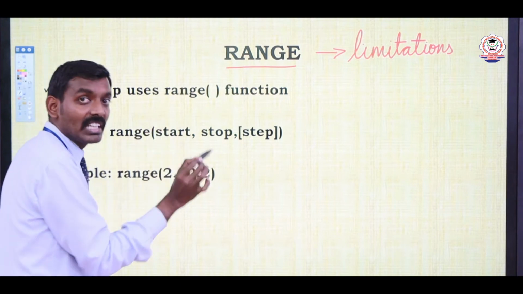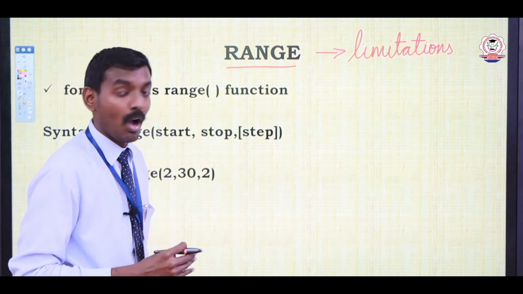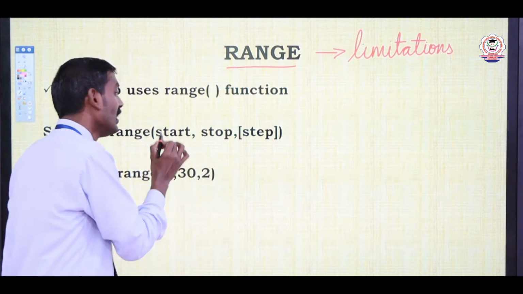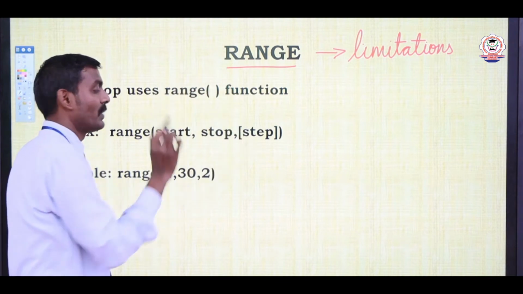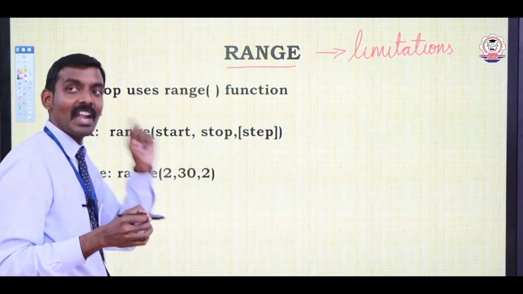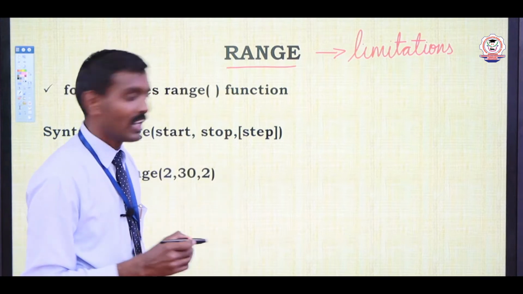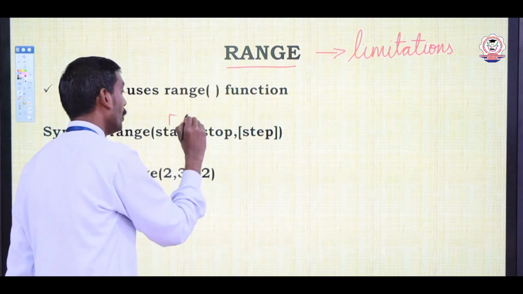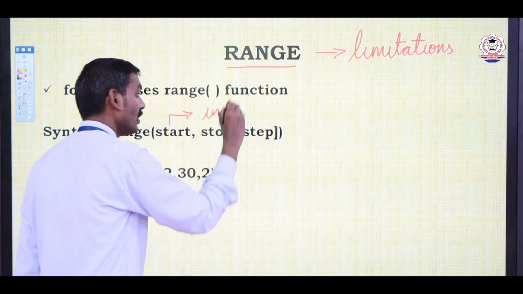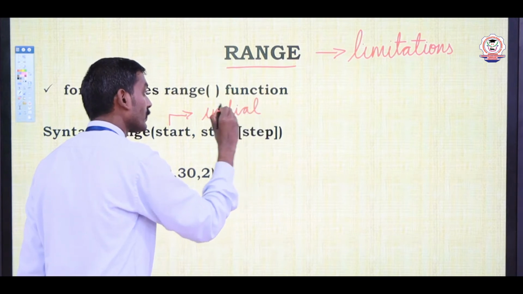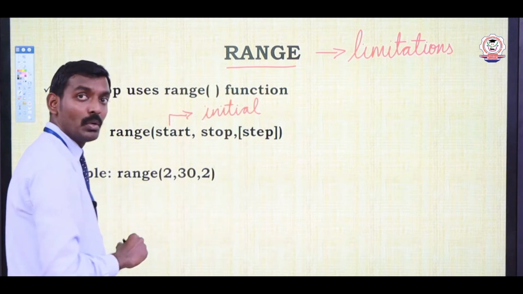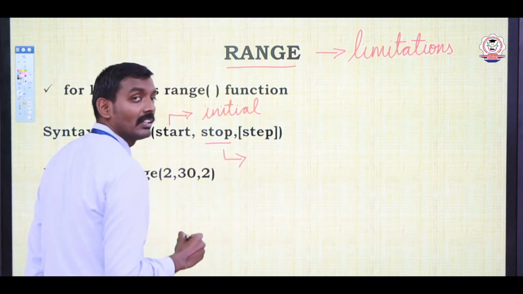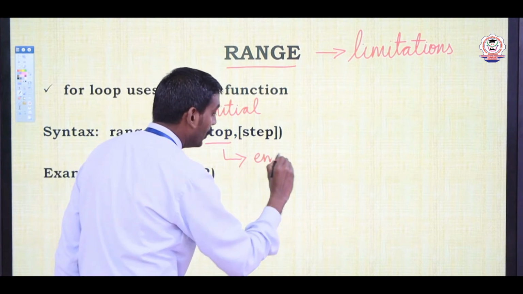Here in the range function syntax, we have three parameters. How many parameters are there in a range function, students? Yeah, very good. Three parameters. What are they? Start, stop and step. Here start and stop are mandatory and step is optional. Start represents the initial value of a range function.